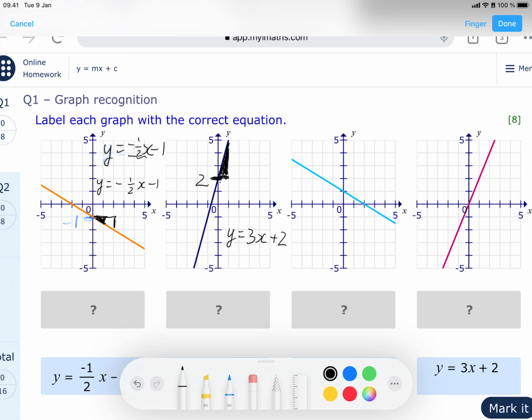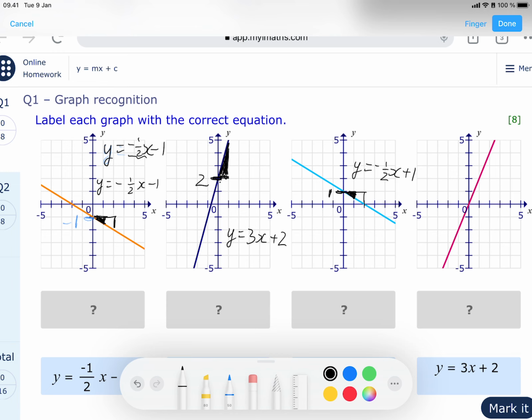Now the next one, it's cutting at 1. And then, well, for every 2 across, it's going down by 1. So for every 1 across, it's going down by 1/2. So the equation is y equals -1/2 x, because it's going down 1/2 for every 1 across. And then plus 1, because it's cutting at 1.